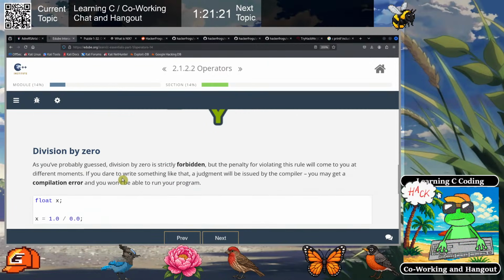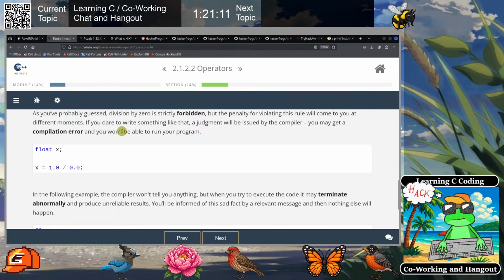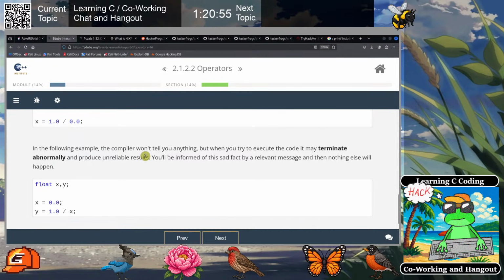And then we've got division by 0. As you probably guessed, division by 0 is strictly forbidden, but the penalty for violating this rule will come to you at different moments. If you dare to write something like that, a judgment will be issued by the compiler. You may get a compilation error and you won't be able to run your program. So float x equals 1.0 divided by 0.0. In the following example, the compiler won't tell you anything, but when you try to execute the code, it may terminate abnormally and produce unreliable results. You'll be informed of this sad fact by the relevant message, and then nothing else will happen.